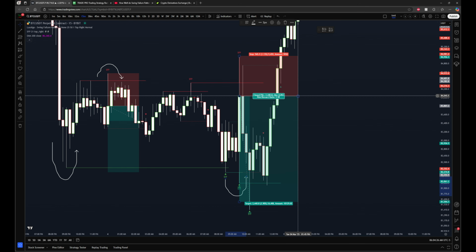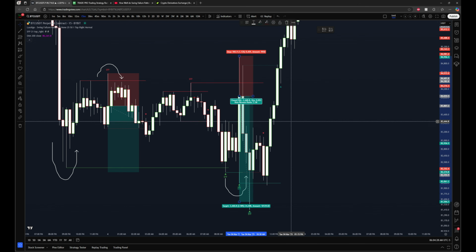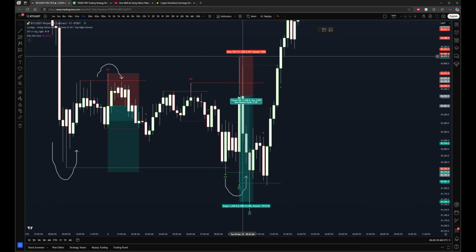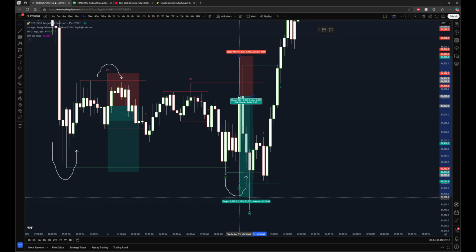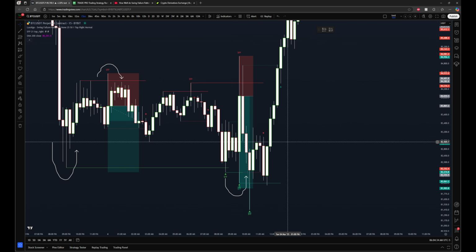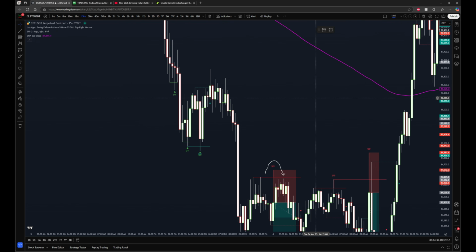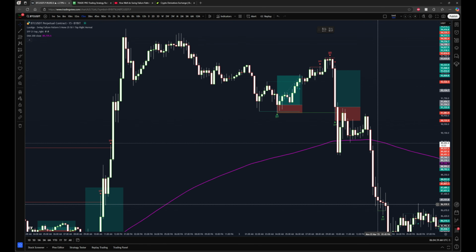We put that entry in on the close, and stop loss goes to the swing failure pattern's high, 1 to 2, and it works out this time. Okay, so those are some short trades. We don't have one there. Let's go to our last longs.